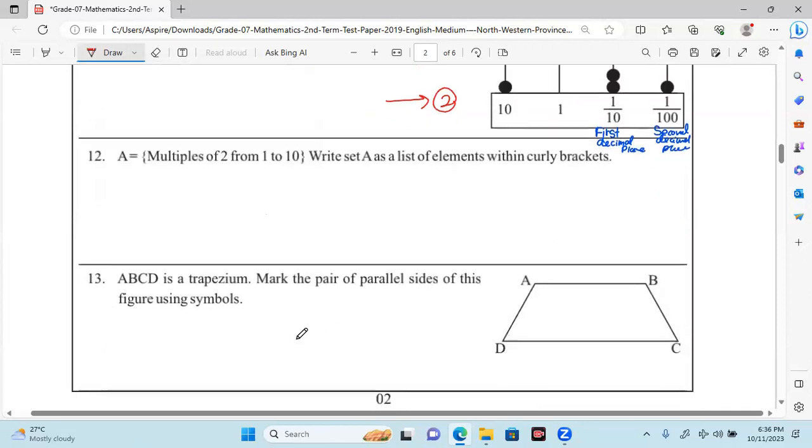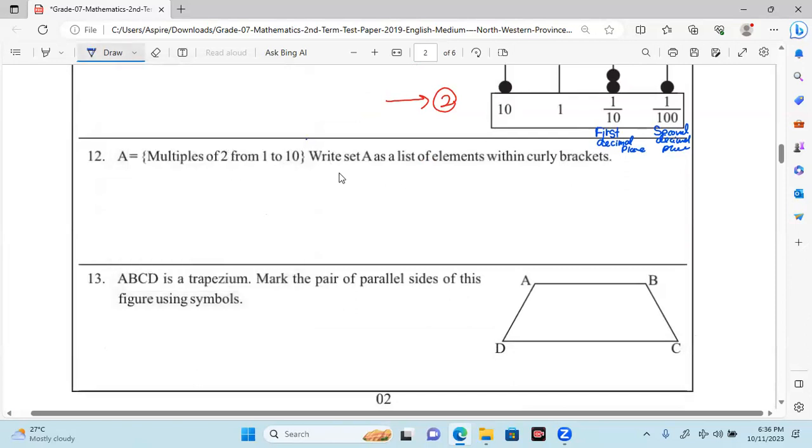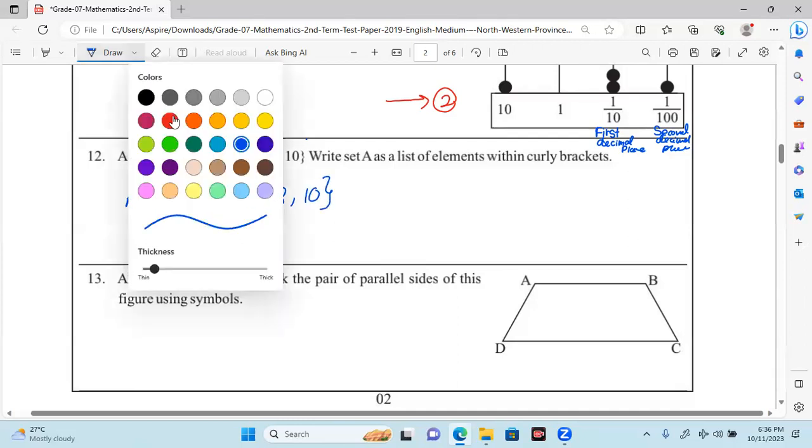Okay. 12th one. A. Multiples of 2 from 1 to 10. Write set A as a list of elements within curly brackets. What are the elements that should be written within this? 2, 4, 6, 8, 10. These are the elements you should have written.